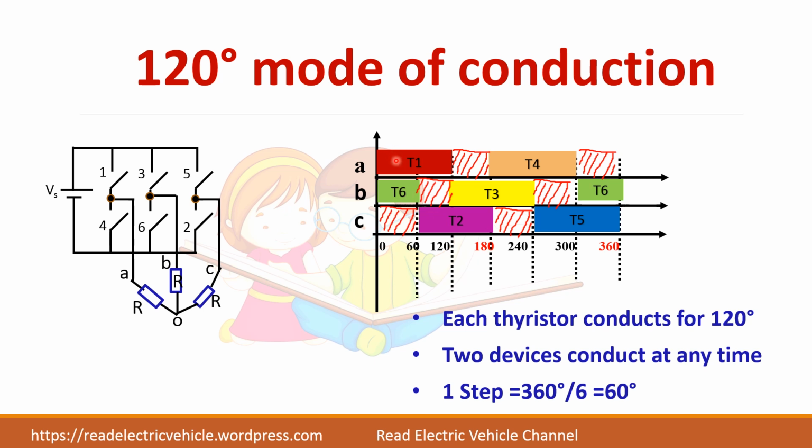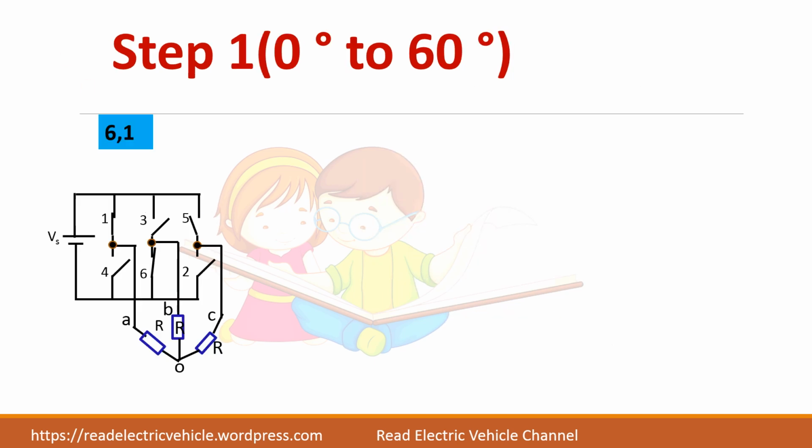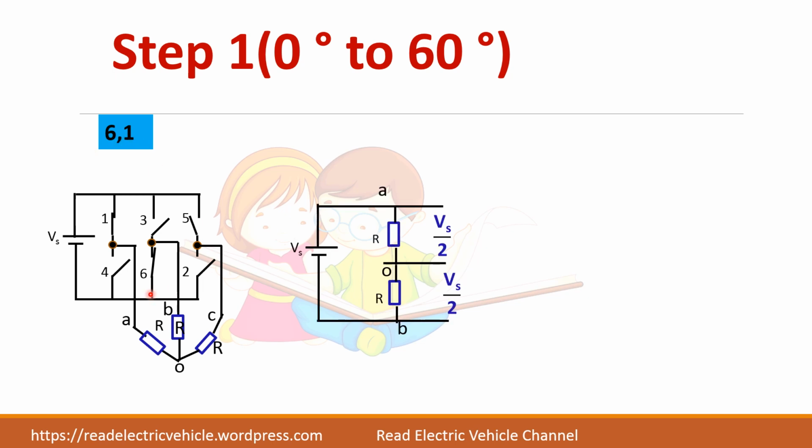So you can see that at any time period only 2 devices are in conduction. So 6 1, 1 2, 2 3, 3 4, 4 5 and 5 6. So there are 6 steps involved in achieving the output. In step 1, we can see that 2 devices 6 and 1 are in conduction. So this is the equivalent circuit. So always an upper device and one lower device will be in conduction.